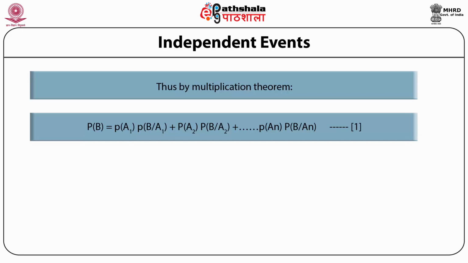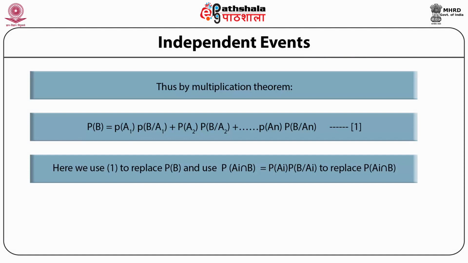On the other hand, for Ai, the conditional probability of Ai given B is defined by the probability of Ai given B is equal to the probability of Ai intersection B divided by the probability of B. Here, after applying the multiplication theorem, we use equation 1 to replace the probability of B, and use the probability of Ai into the probability of B given Ai to replace the probability of Ai intersection B. So the probability of Ai given B is equal to, Ai being the selected event, in the numerator the probability of Ai into the probability of B given Ai, and in the denominator the probability of B, which occurs in combination with A1, A2, An, or in the form of summation it can be written like this.